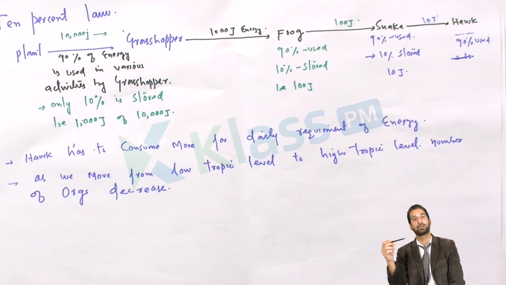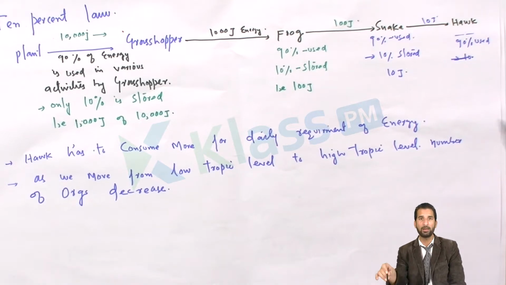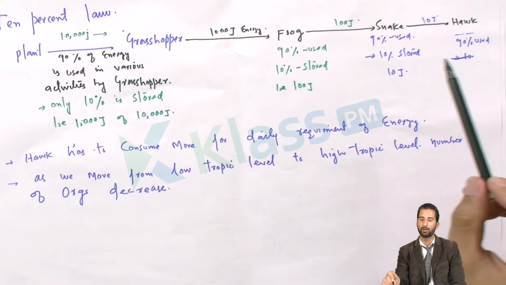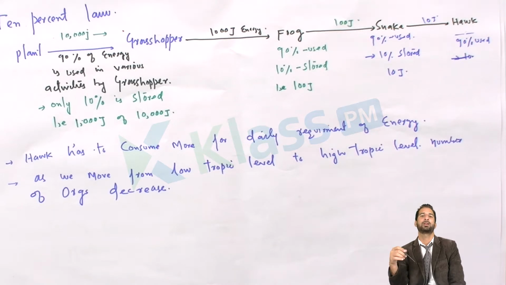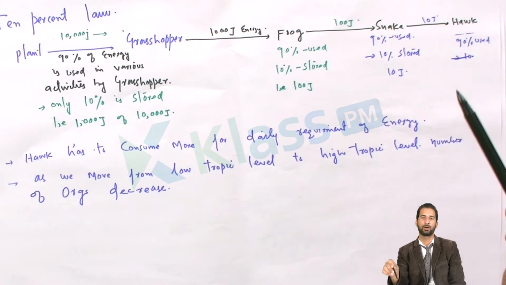In case of animals, who is the top consumer? In case of animals, humans are top consumers. But you will see in different examples, different animals act as top consumers. So here the hawk acts as a top consumer. When this hawk eats the snake, 90% of the energy is utilized for the metabolic activities of the body of the hawk, or most of the energy is dissipated as heat.